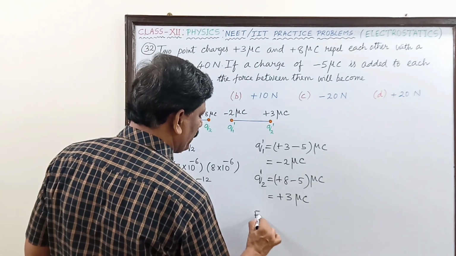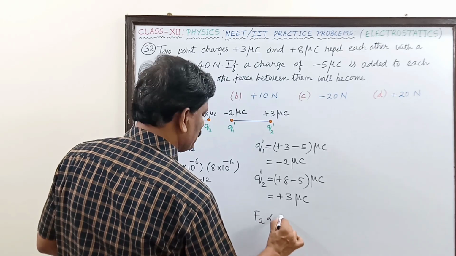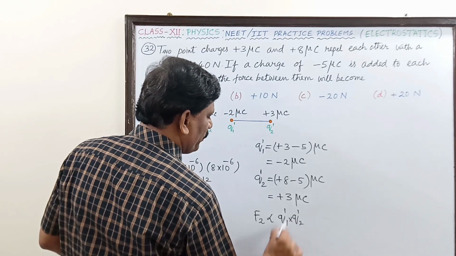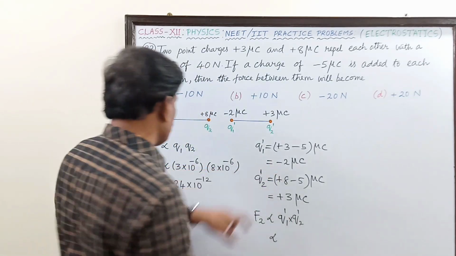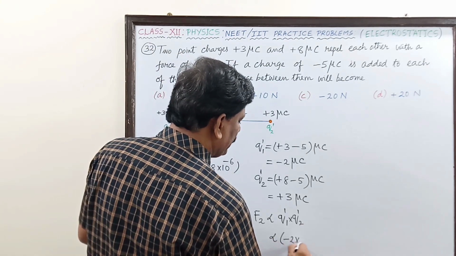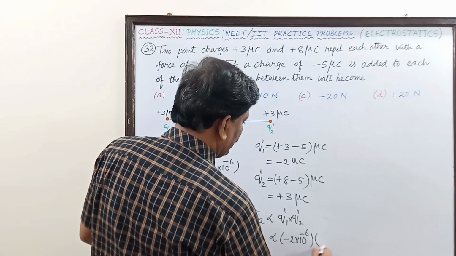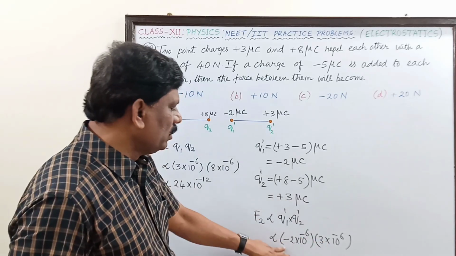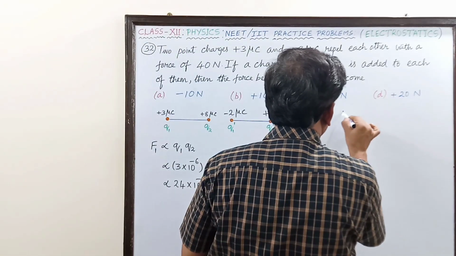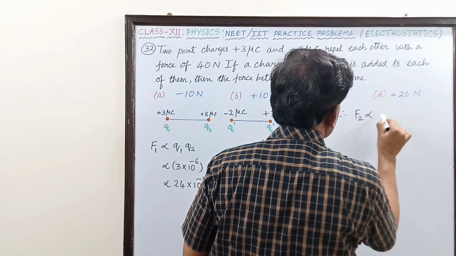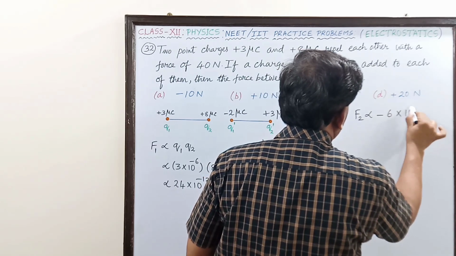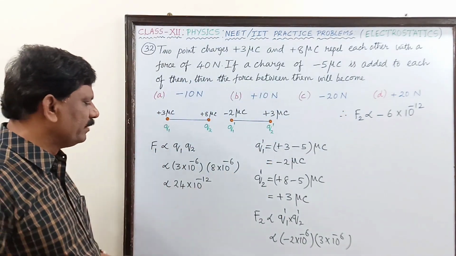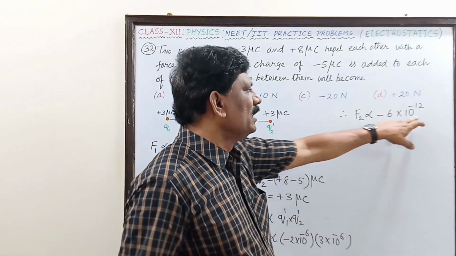Therefore, F2 is proportional to Q1 dash into Q2 dash, that is minus 2 into 10 power minus 6 multiplied by 3 into 10 to the power of minus 6. So 3 into minus 2 is minus 6. Therefore F2 is proportional to minus 6 into 10 to the power of minus 12. So F1 is proportional to 24 into 10 power minus 12 and F2 is proportional to minus 6 into 10 power minus 12.